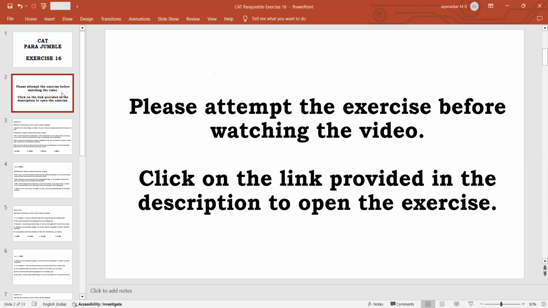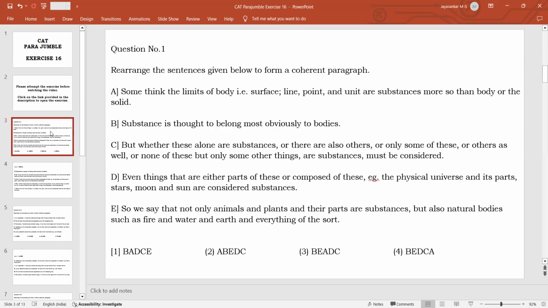As usual, I'm requesting you to attempt the exercise by clicking on the link provided in the description and then watch the video, so that you can learn the maximum regarding the techniques that we generally use for these kinds of questions. You can internalize these techniques and apply them in your actual exam, so that you get correct answers without a problem and within the time provided. This is the objective of asking you to do the exercise first and then watch the video. We'll go straight to the questions.